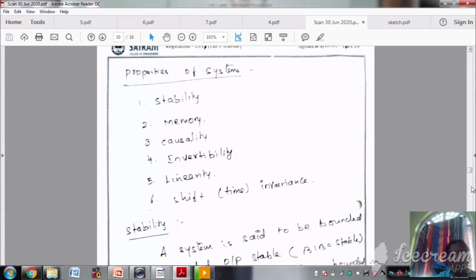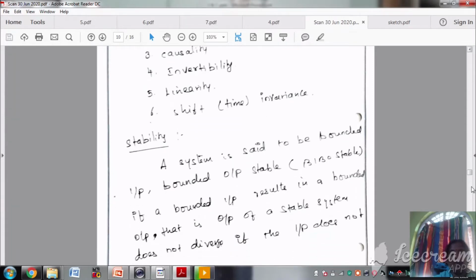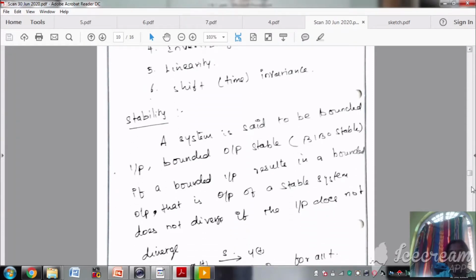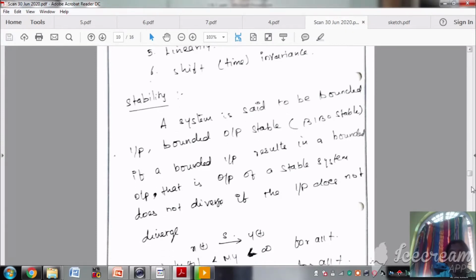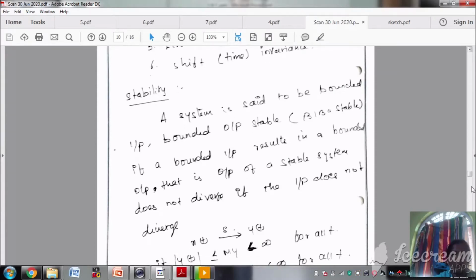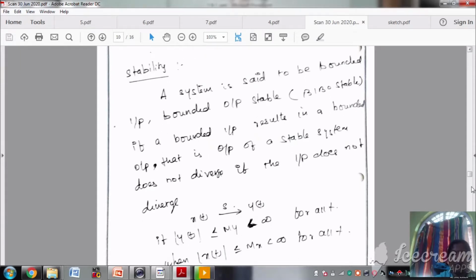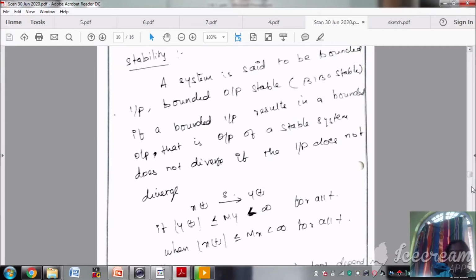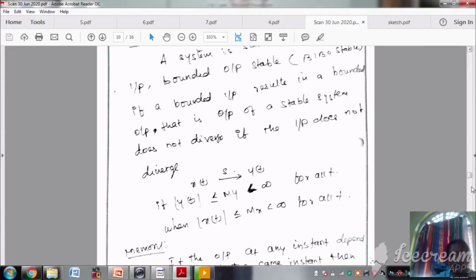Now what is meant by stability? A system is said to be stable if it has bounded input and bounded output. If a bounded input results in a bounded output, then the system is stable. That is, the system does not diverge and the input does not diverge. If the input does not diverge, your output also will not diverge.